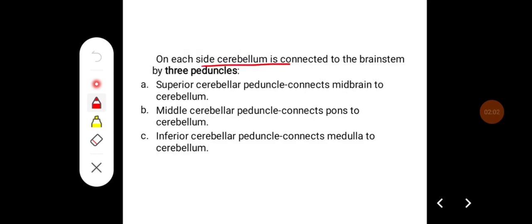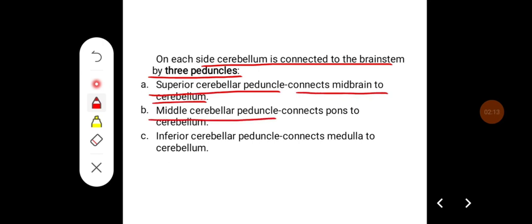On each side, the cerebellum is connected to the brainstem by three peduncles. Superior cerebellar peduncle connects the midbrain to the cerebellum. Middle cerebellar peduncle connects pons to the cerebellum. And inferior cerebellar peduncle connects medulla to the cerebellum.